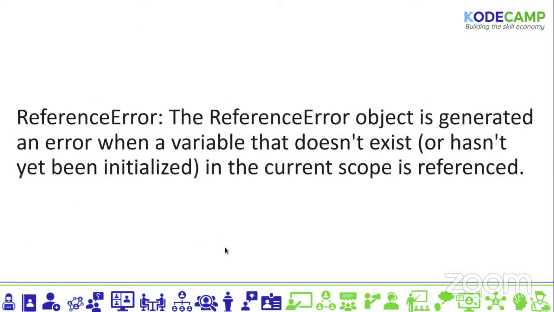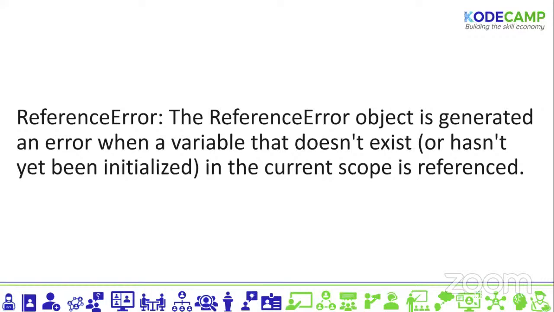So let's go to ReferenceError. The ReferenceError object generates an error when a variable that doesn't exist in the current scope is referenced. Take this as, you declared a variable, and then you try to call that variable in a block where that variable can't be accessed.